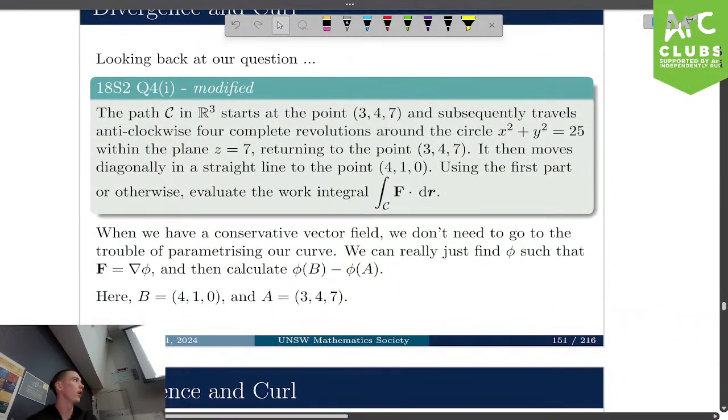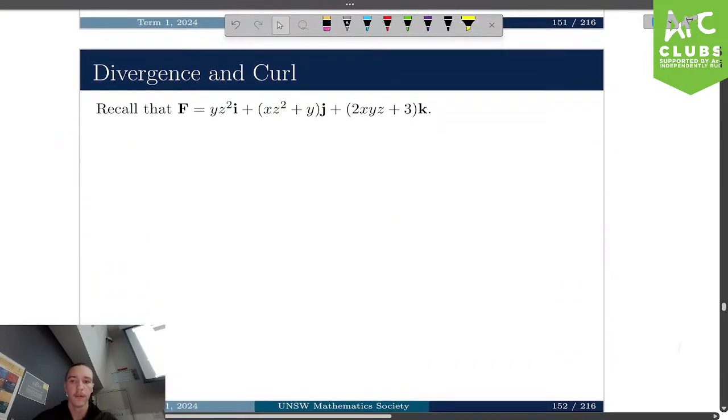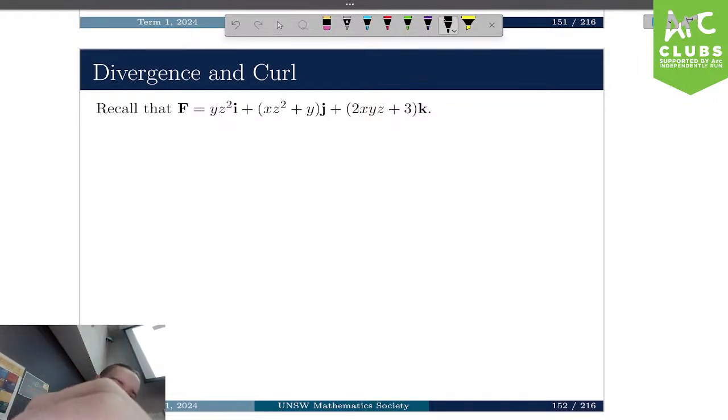Of course, we do want to worry about our start and end points because it travels in a straight line. So therefore, there's going to be some work done because it doesn't return back to its initial point. Okay, well, we can just find what phi is. Okay, well, how do we find phi? That's the real question.